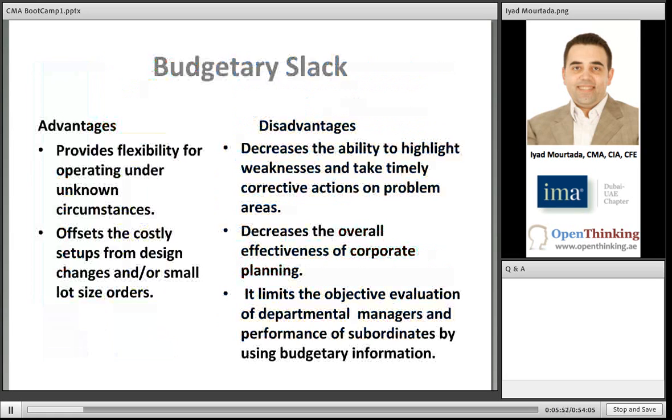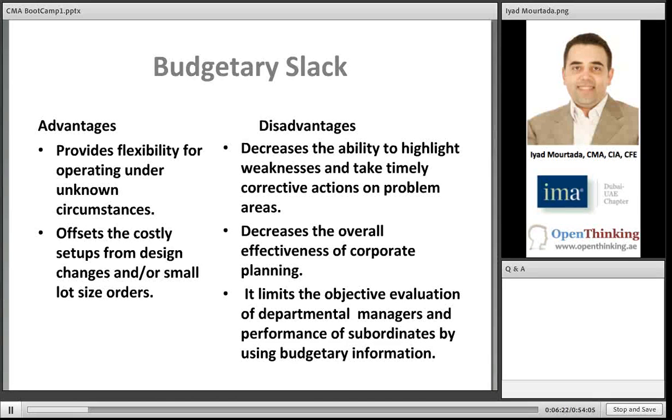Now, there are some advantages and disadvantages for budgetary slack. The first advantage is that it provides flexibility for operating under unknown circumstances, right? If we don't know, that way we have some slack we can go with. It also offsets the costly setup for design, change, and small lot size orders. Sometimes when we are working with different products, we are going to have some over-budget items, so budget slack will help us make sure that we are in the fine range.